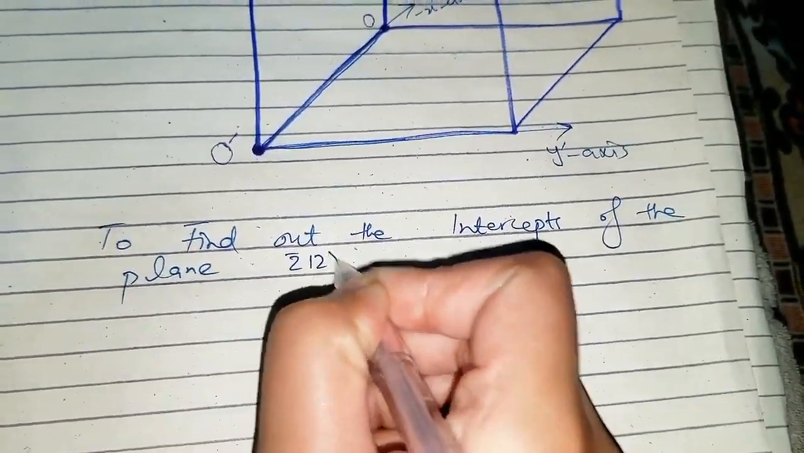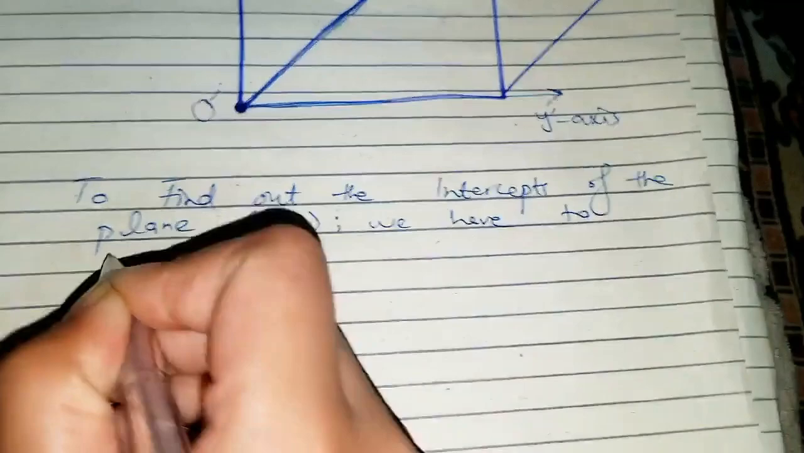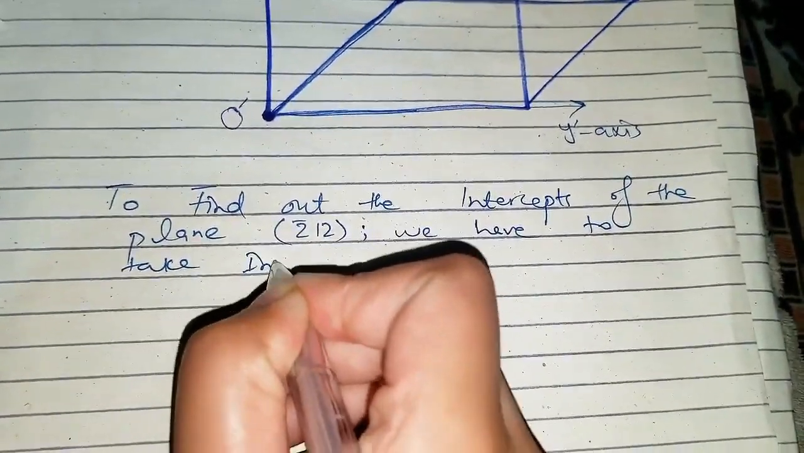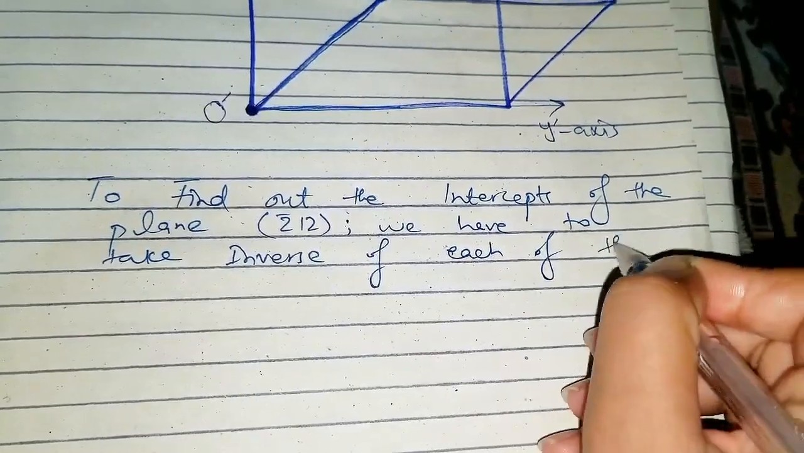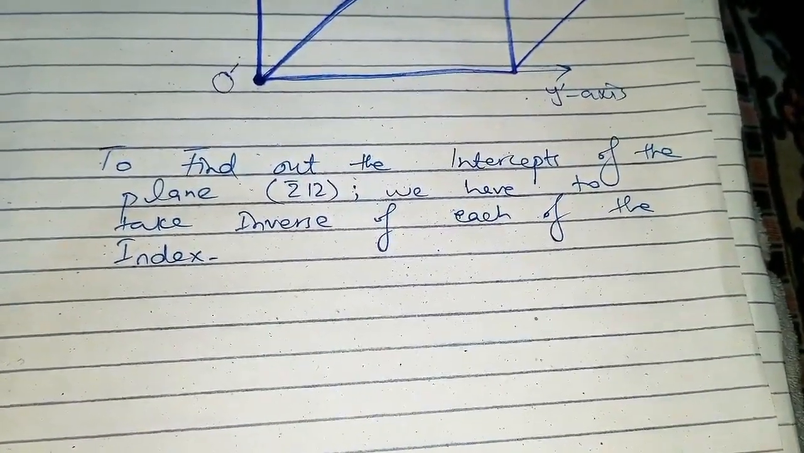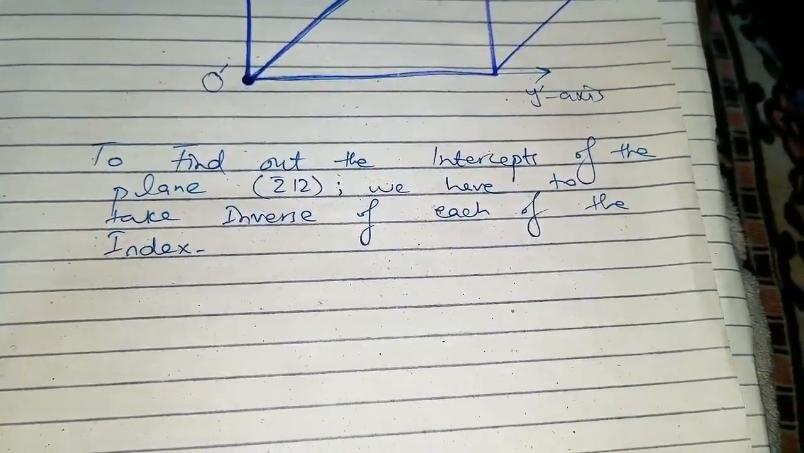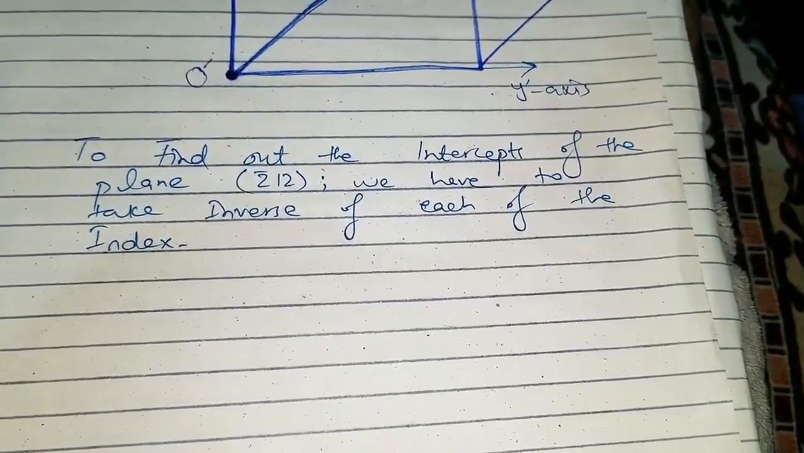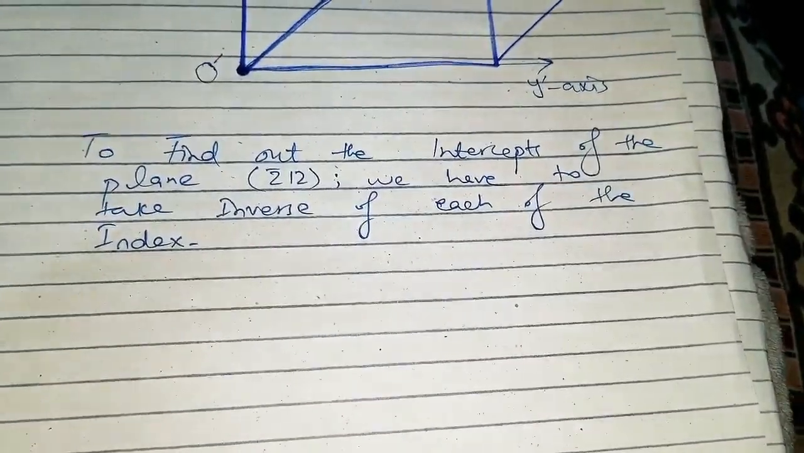for 2 bar 1 2, we have to take the inverse of each of the indices, because in finding out the Miller indices of the planes, we take the inverse of the original intercepts of the plane. So to find the plane from Miller indices, we have to do the reverse process, which is to take the inverse of the Miller indices again to get the intercepts.